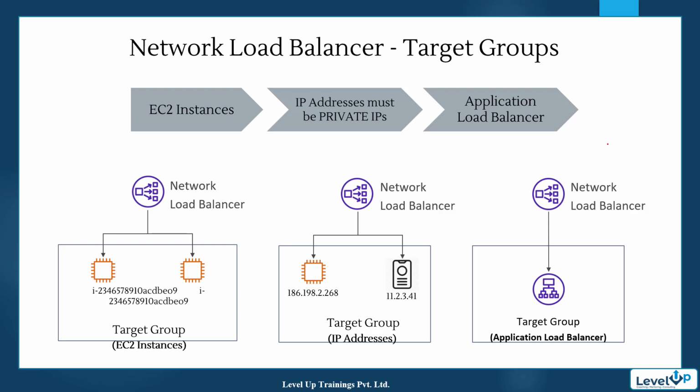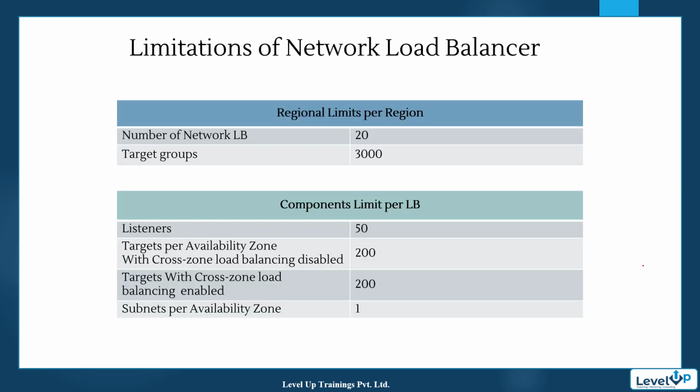Now, obviously there are target groups in the network load balancer also. If you see in the first picture, it can have two servers as targets, and you can have one server from EC2 on AWS and another target from on premises, or you can create a target group, which means your application load balancer can be a target. These are the three ways you can configure targets in your network load balancer. It can be two EC2 instances, or a network load balancer, or an application load balancer.